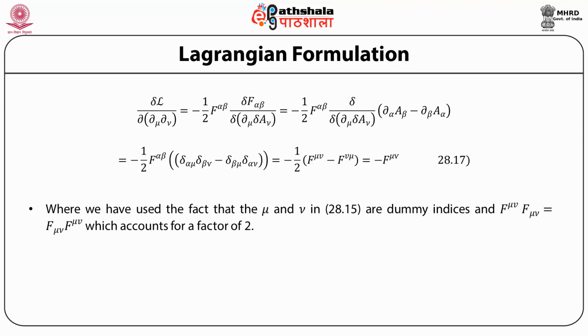Here, we have used the fact that μ and ν in equation 28.15 are dummy indices, and F_μν contracted with F^μν, the contravariant F^μν with the covariant component F_μν, is equal to the covariant component of F_μν with the contravariant component of F^μν, which accounts for a factor of 2.